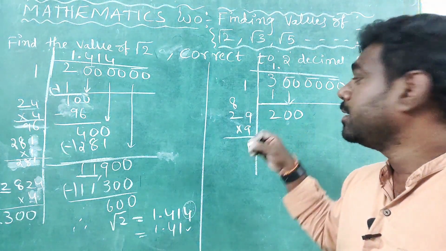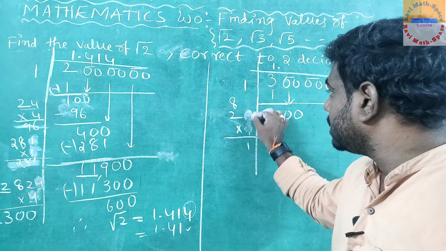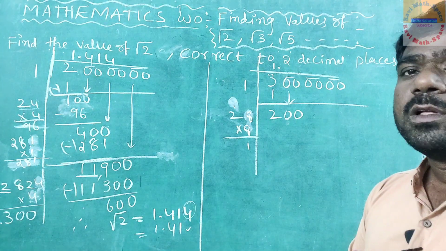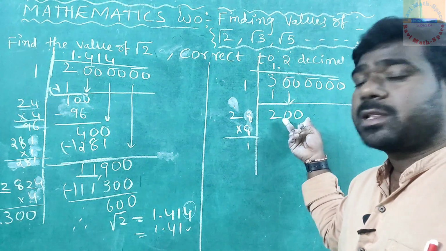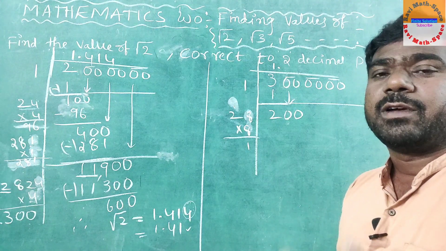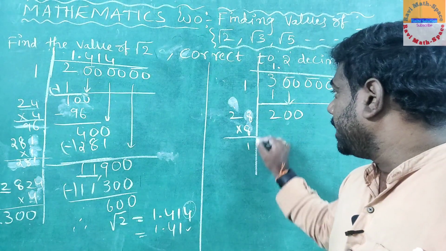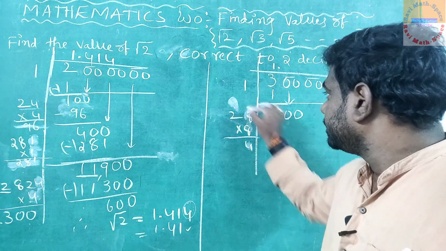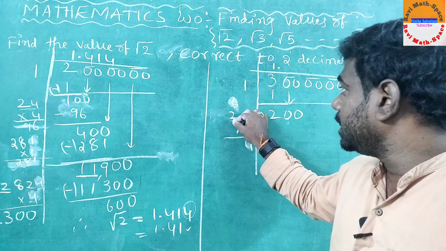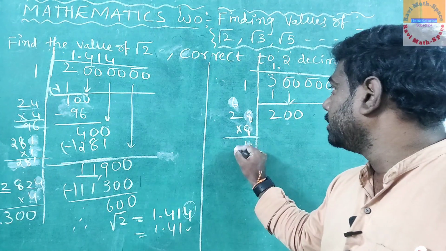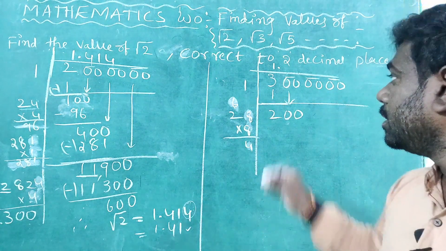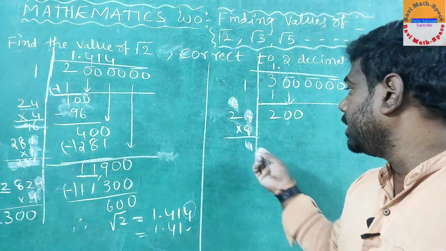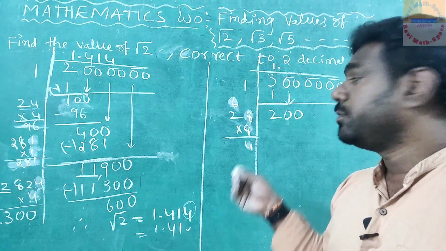A very big number coming. Next, take 8. If a bigger number is coming, you go back 1 step. Now 8 8s are 64. Here 6. 8 2s are 16 plus 6 is 22. 224 is a bigger number, so we can't take it.